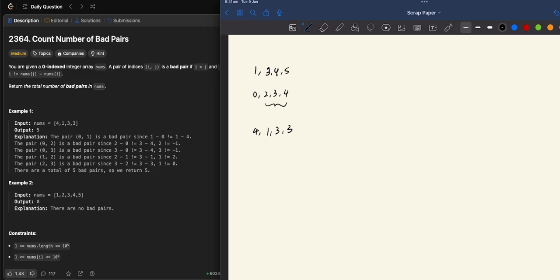Actually, let's look at the formula. So we have j minus i is equal to nums j minus nums i. And this is for good pairs, right? For good pairs.